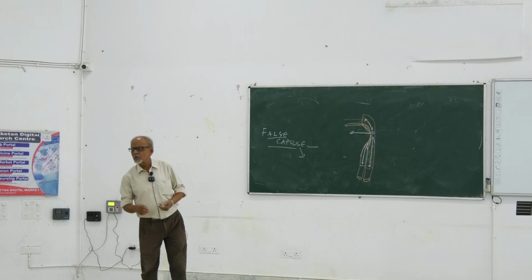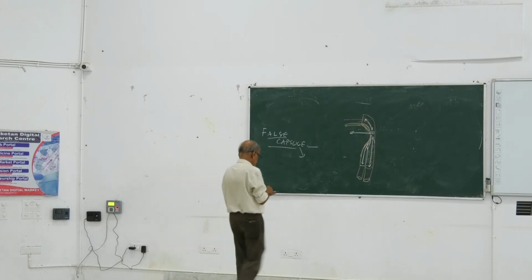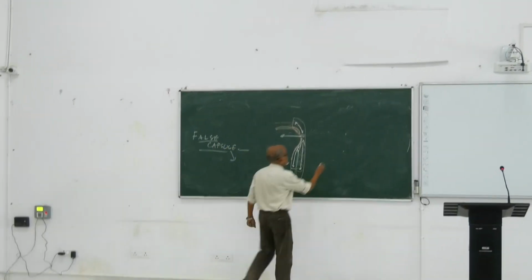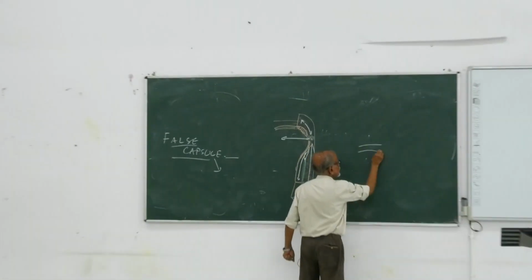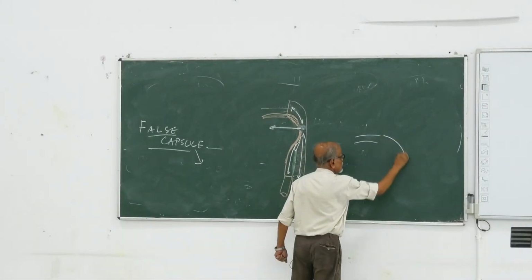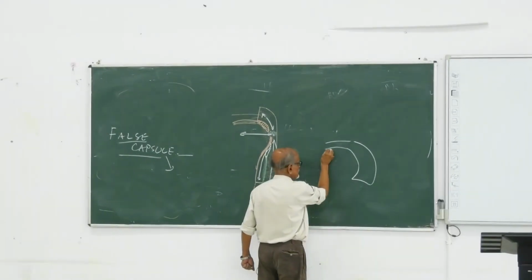Why did I mention this gland to you? Look, say for instance, this is a cross section of the thyroid gland.